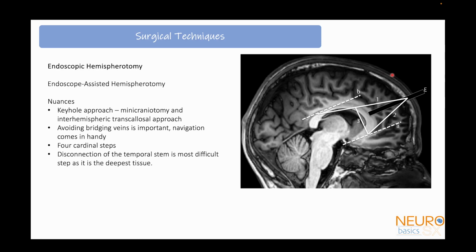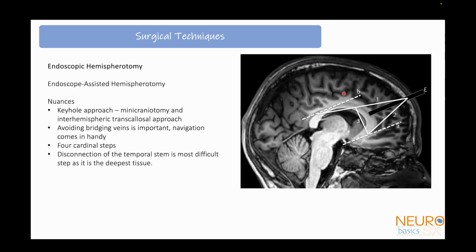In this, it is again a keyhole approach, and it is done through a small craniotomy, a mini craniotomy basically. Again, the approach is through an interhemispheric transcallosal approach. Here, a small craniotomy is done just around the coronal suture. You have to make sure that bridging veins are not there. So in this case, navigation would be quite important to rule that out. There are 4 cardinal steps as we will discuss next.